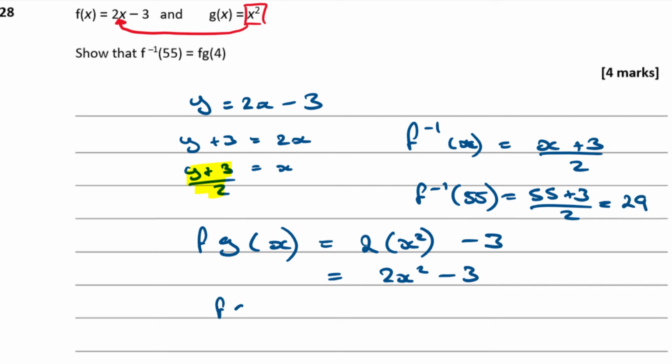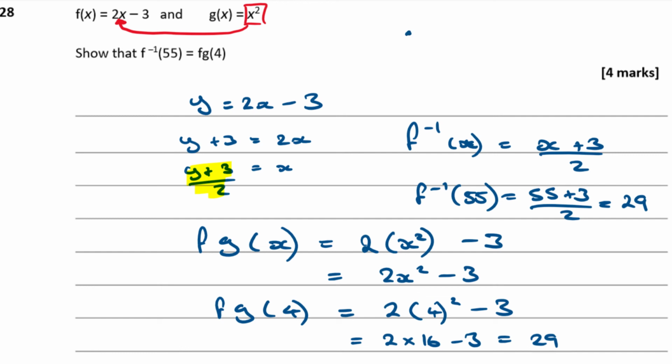And f of g of 4 is going to be 2 lots of 4 squared minus 3. Just replacing x with the value 4. So 4 squared is 16. So 2 times 16 minus 3. 2 times 16 is 32. Take away 3. That is 29. Okay, so we've done it, haven't we? So therefore, I should really write it down. Therefore, f minus 1 of 55 does equal fg of 4. I'd write it at the bottom, but I don't have space.